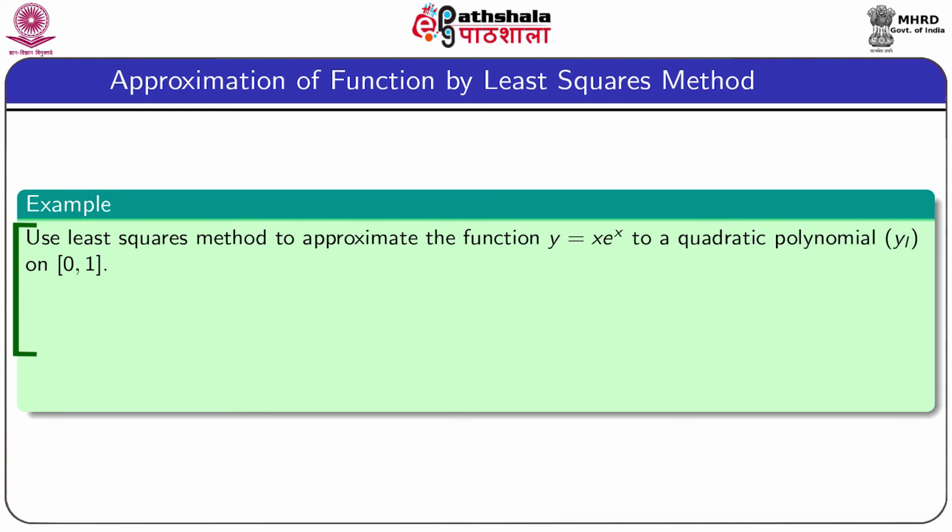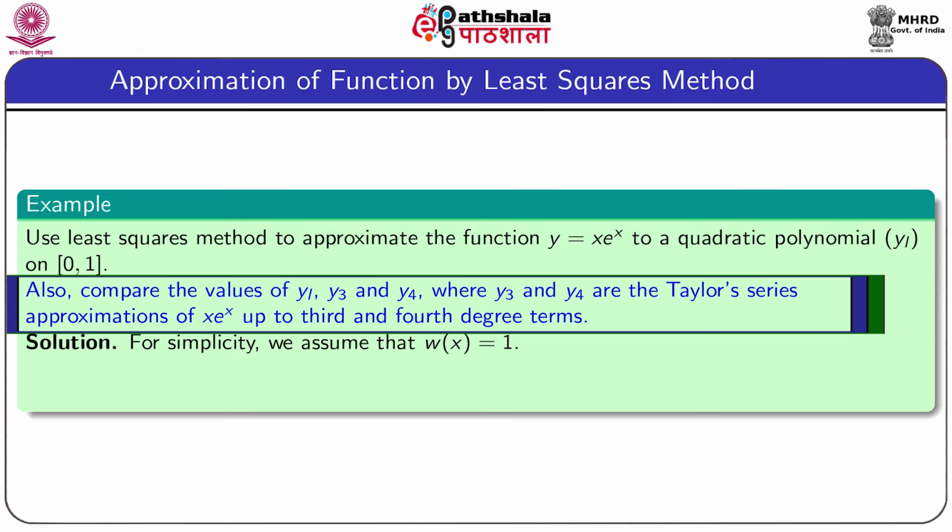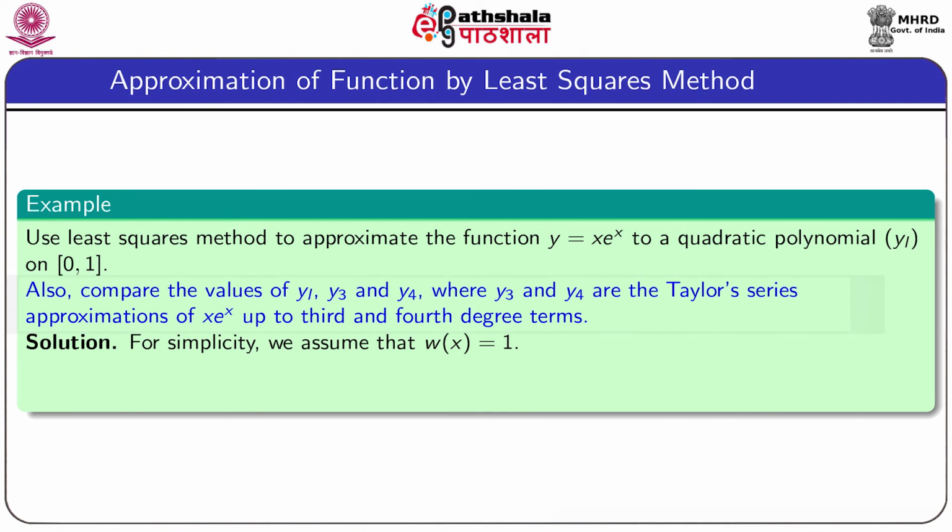The problem is: use the least squares method to approximate the function y = x e^x by a quadratic polynomial on the closed interval [0, 1]. Also compare the values of yl, where yl means the least square quadratic polynomial, y3 and y4, where y3 and y4 are the Taylor series approximations for the function x e^x up to third and fourth degree terms.